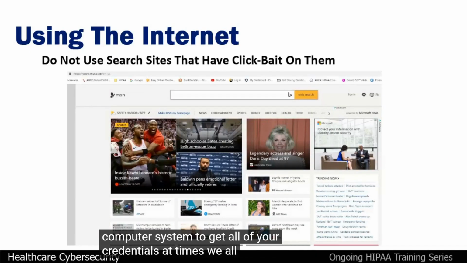At times, we all need to perform an internet search. Use a search page that does not have articles or stories that might entice you into clicking on them. We call that clickbait.